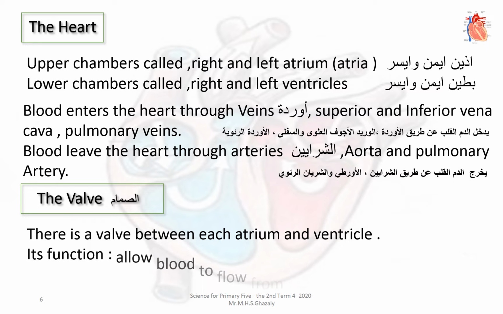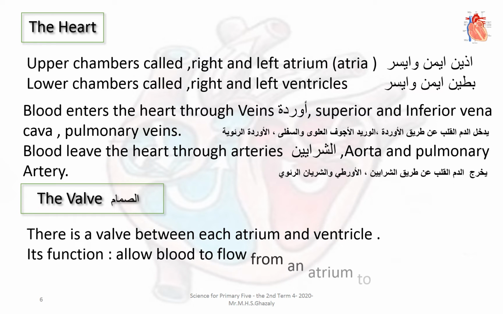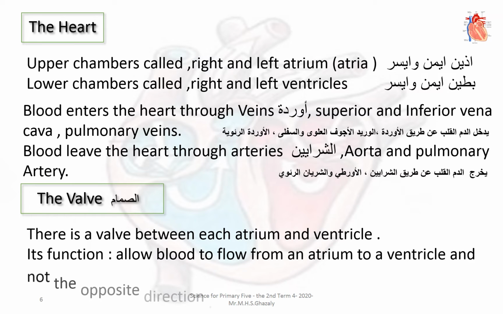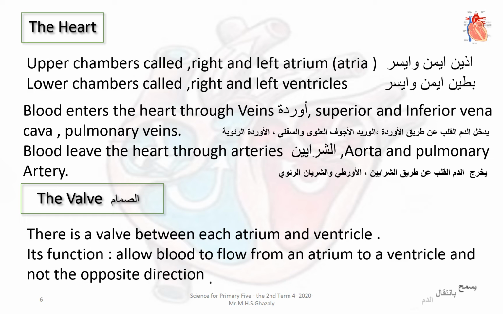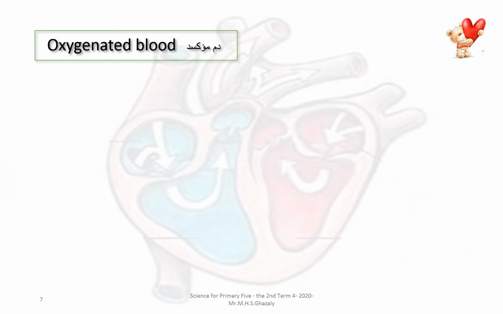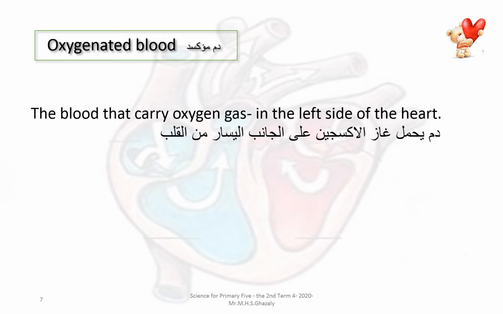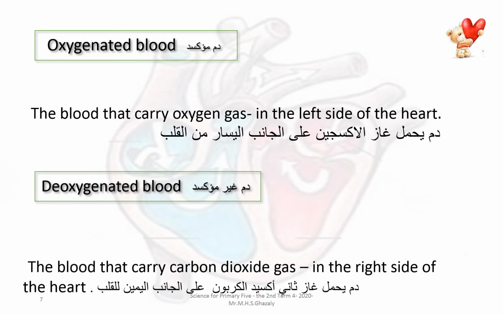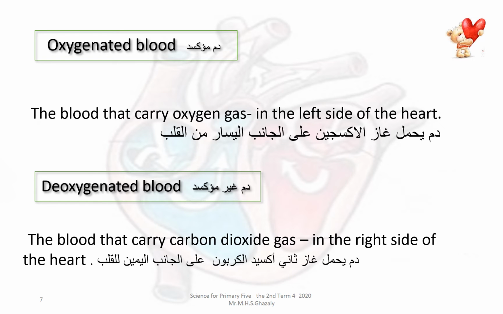The valve: there is a valve between each atrium and ventricle. Its function: allow blood to flow from an atrium to a ventricle and not in the opposite direction. Oxygenated blood is the blood that carries oxygen gas in the left side of the heart. Deoxygenated blood is the blood that carries carbon dioxide gas in the right side of the heart.